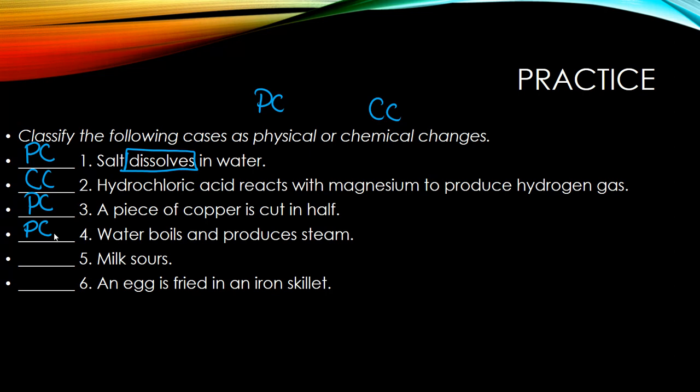Milk souring, hopefully you've never had that experience, but if you've ever tasted sour milk, you can probably tell us that it's terrible and it's not an experience that you would want to repeat. And that's because you're producing an acid when that breaks down, so that is a chemical change. And then an egg is fried in an iron skillet. Again, anytime something is cooked, it is a chemical change. So you produce something new.